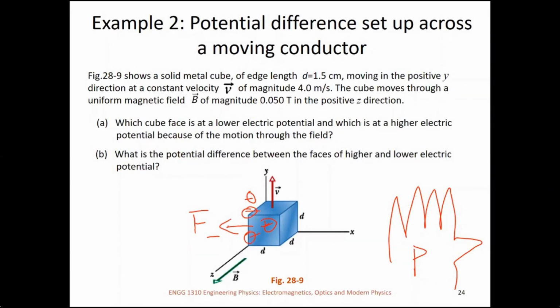And then you can also think of it as a positive charge. If that is a positive charge, then the positive charge will have the force going to the right direction. I go with the F positive, so the positive charge will accumulate on the right side.